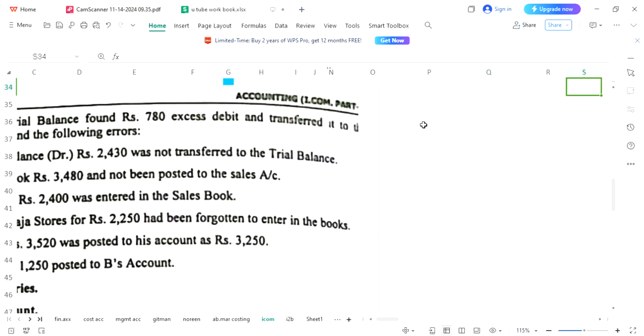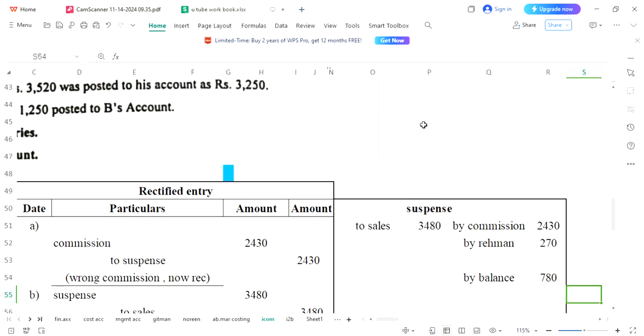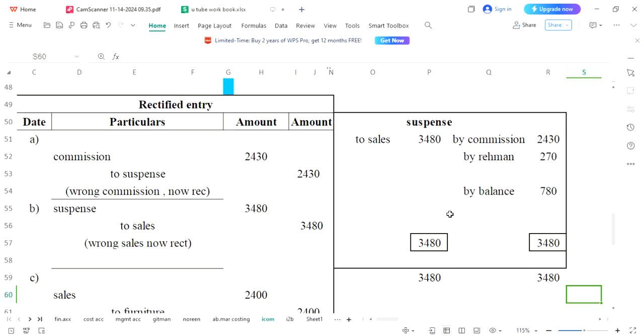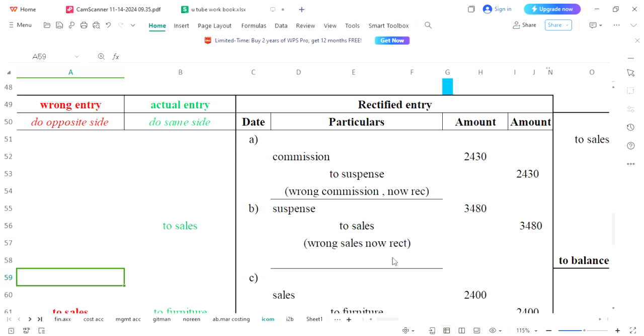Okay, so let's see which side was in excess. Look, 3480 debit side is excess. That means debit is more than credit. So our answer has been matched. So finally you will brought this balance down BD, and same amount you will write 780. So guys, in this way our question has been completed, answers are matched, entries are in front of you.